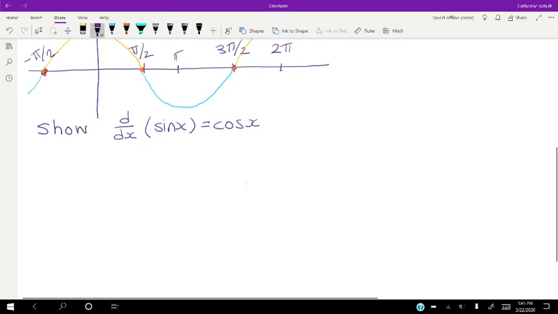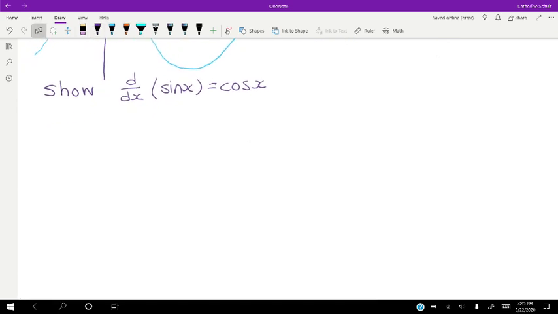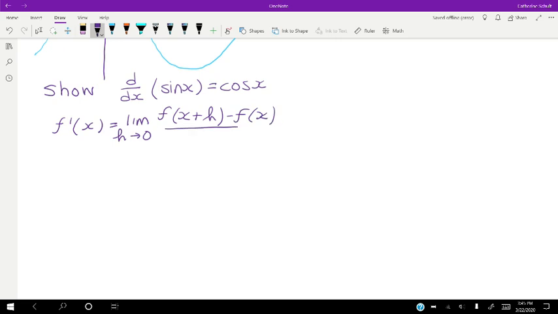Okay, and how are we going to do that? Well, we're going to go back to our limit definition. We're going to have to show that this expression right here, when we plug it into our sine function, is going to equal cosine. So that's our job right now. All right, so let's hop to it.